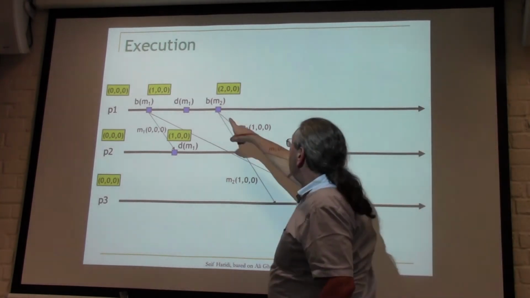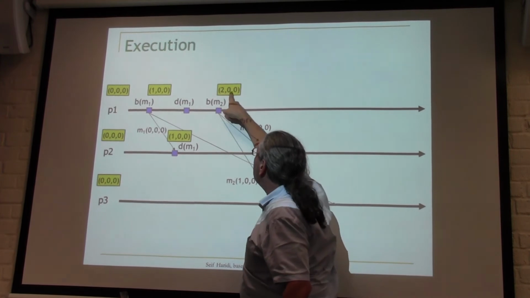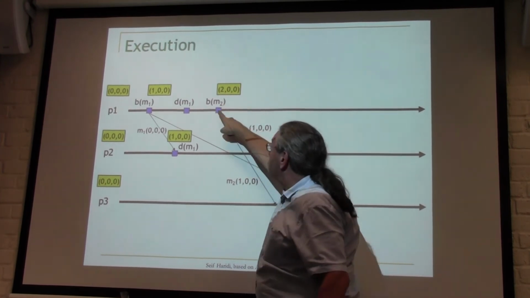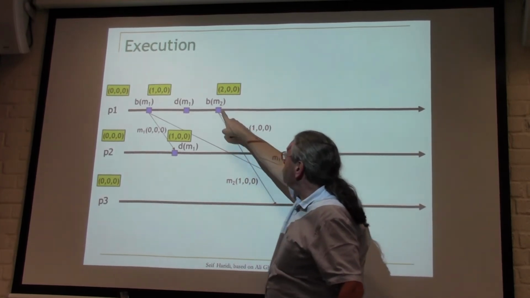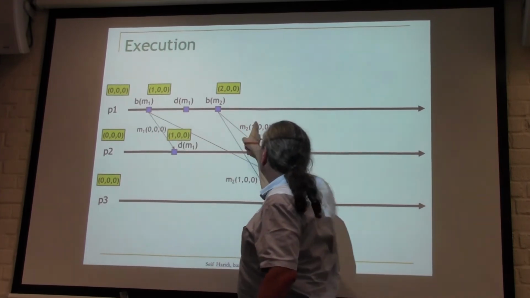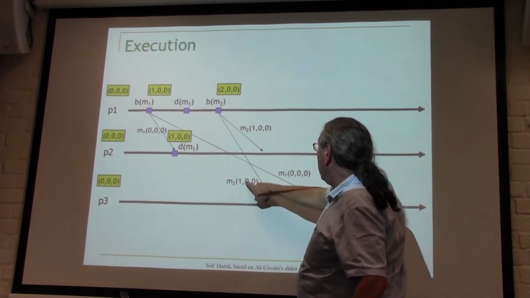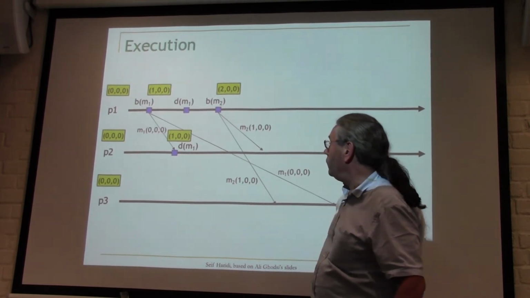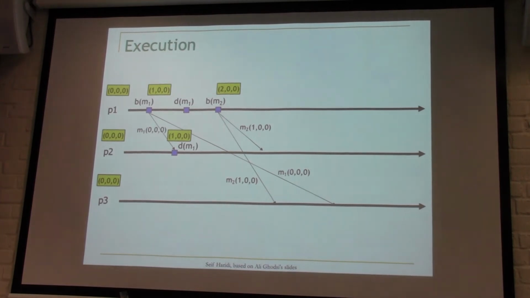Let's now do another broadcast here. So after this broadcast, the vector clock will be 2, 0, 0 because there's two broadcasts. But the piggyback is 1 because there's one message before M2, this one. So the piggyback vector will be 1, 0, 0. Okay, now what happens?